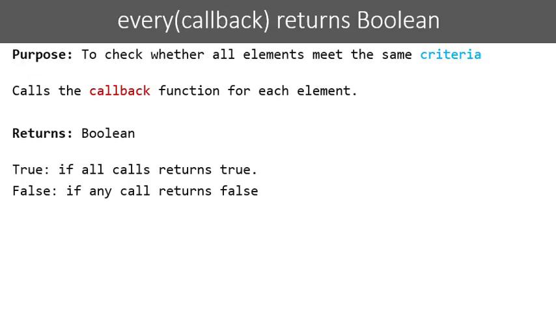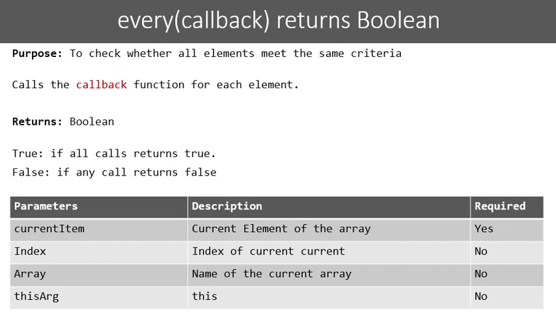Every is another array method. It is used to check whether all elements meet the same criteria or condition. The criteria is implemented by the callback function, which gets executed for each element of the array. It returns true if all calls to the callback function return true, and it returns false if any of the calls returns false. The parameters of the callback function are the same as the parameters of the forEach method. These are current item, index, array, and this arg. Only the first parameter is required, others are optional.